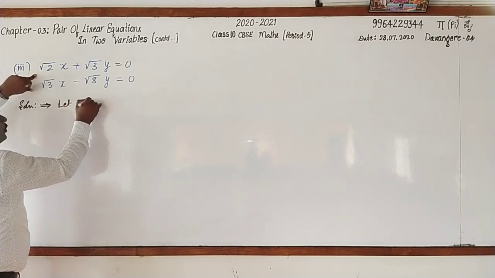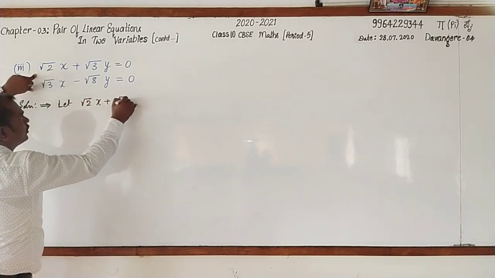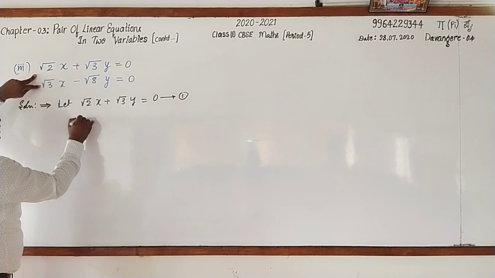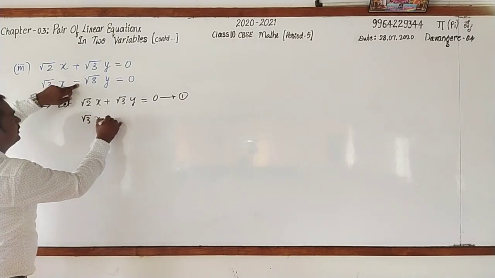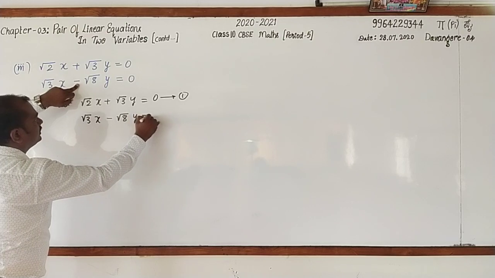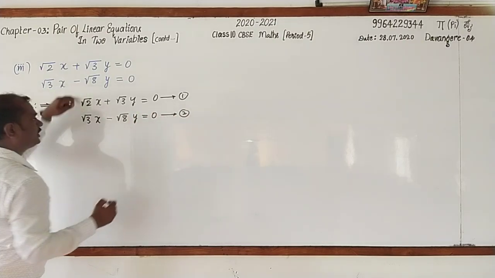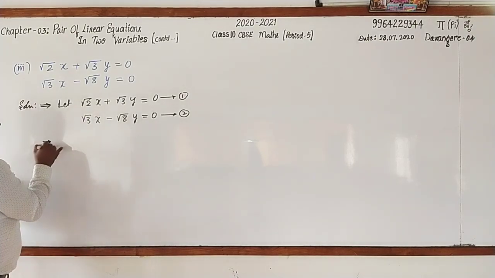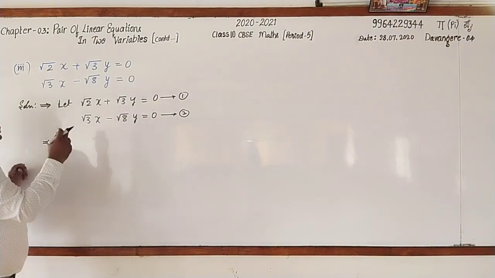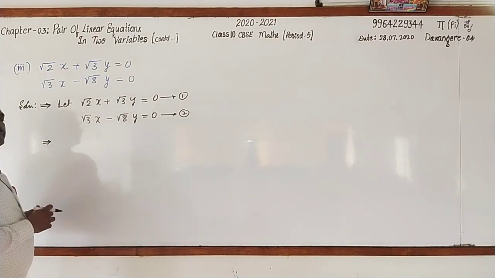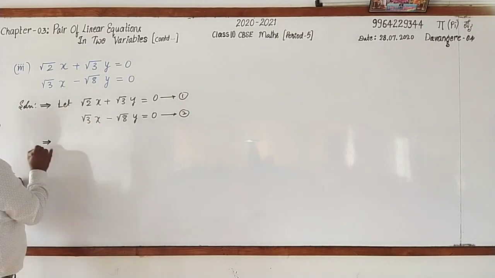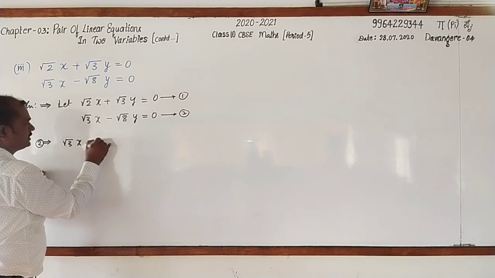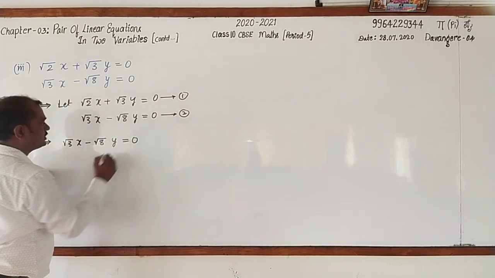Let root 2x plus root 3y equal to 0. This is equation 1. Root 3x minus root 8 into y equal to 0. You will call it as equation 2. Hope that you have written the same. Next, what is the second step? We have to choose any one of these two equations. I'll choose the second equation. It is root 3 into x minus root 8 into y equal to 0.